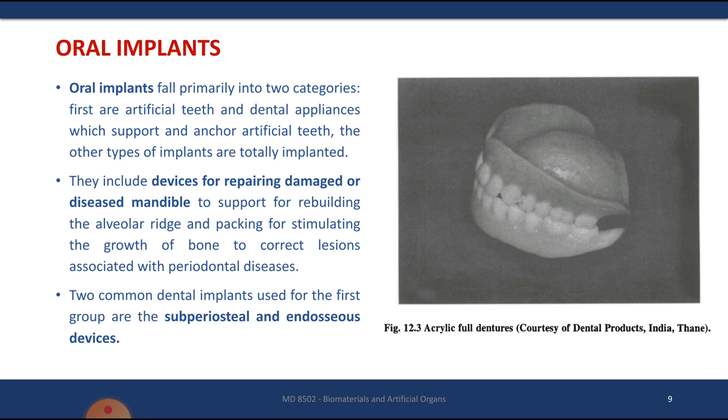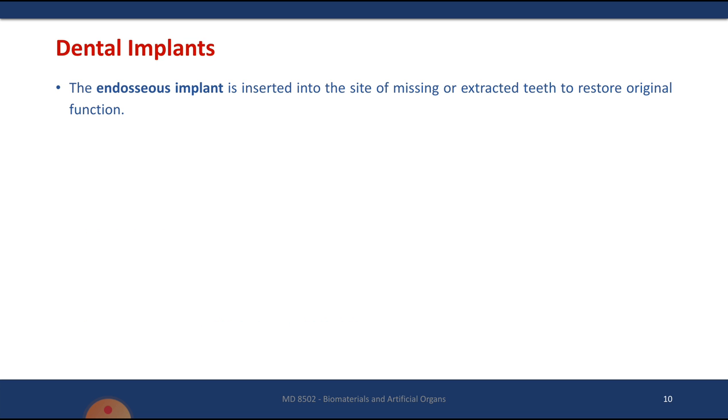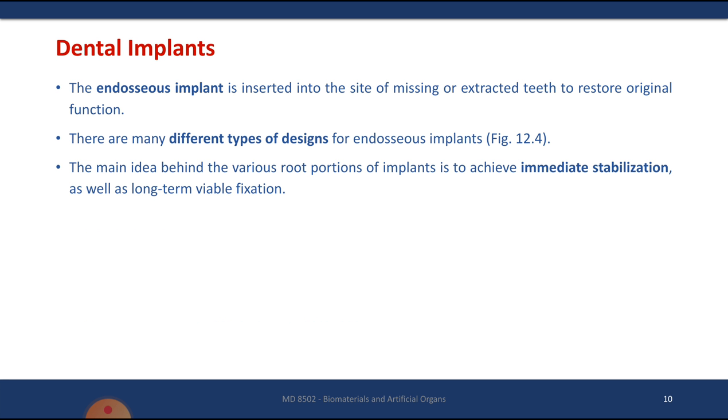Moving on to the dental implant. Mainly we'll talk about the endo-osseous implant. Like I said, the whole root itself will be removed and this will be placed, and the top will be replaced with the artificial tooth enamel. There are different designs for endo-osseous implants. The main idea is to achieve immediate stabilization. When we say immediate stabilization, the natural tooth will be removed and this artificial tooth will be placed.